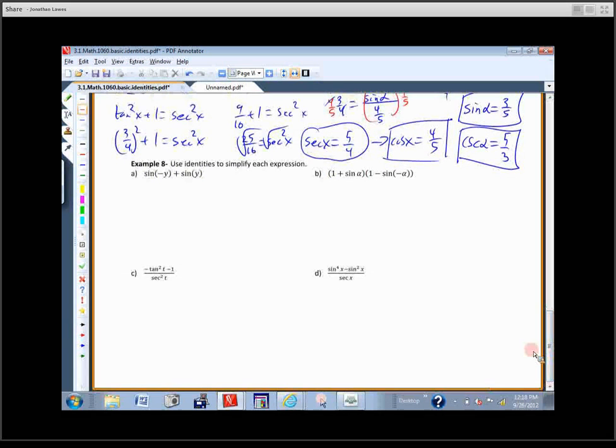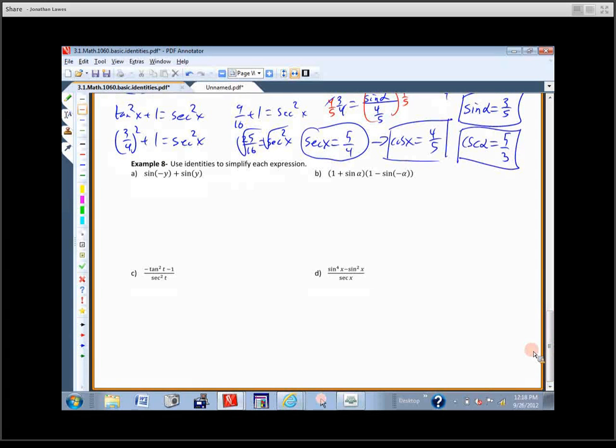Okay, you have a bunch of problems on your assignment that are like this. Some of them are very simple, like this one right here. It says, use the identities that we already know, the new ones that we introduced in this section, the odd and even identities, to simplify this. Sine of negative y is the same as the opposite of sine y. What's the answer? 0. End of story. Doesn't get any simpler than that.